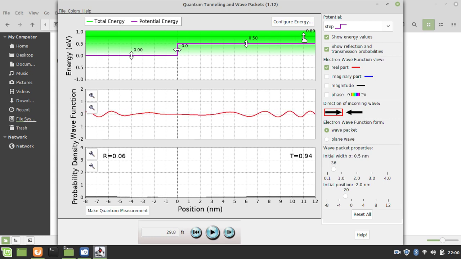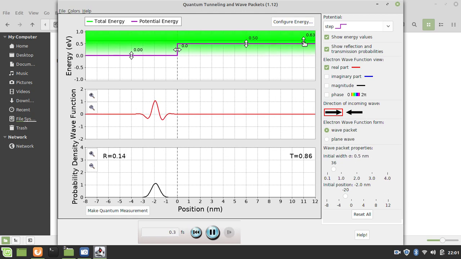Now let us reduce the energy. You see, reflection coefficient increased, transmission coefficient reduced. If we reduce energy further and it goes below V0, transmission coefficient instantly becomes 0.